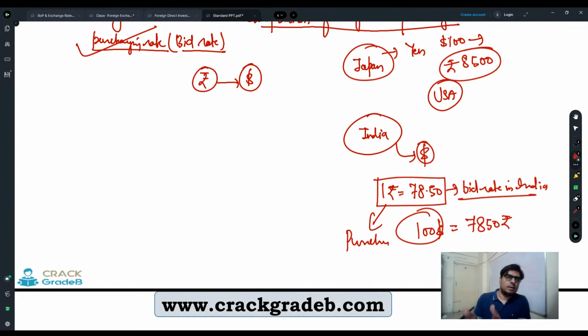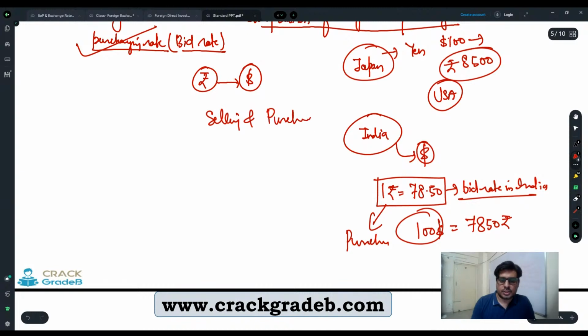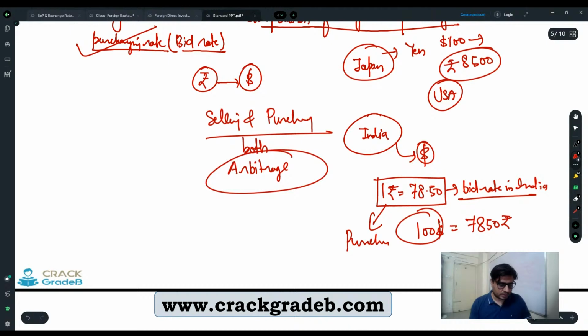In the Indian market, you are purchasing the dollar, and the same dollar you are selling in the Japanese market, right? So this process, when you are doing both selling and purchasing, is known as arbitrage.